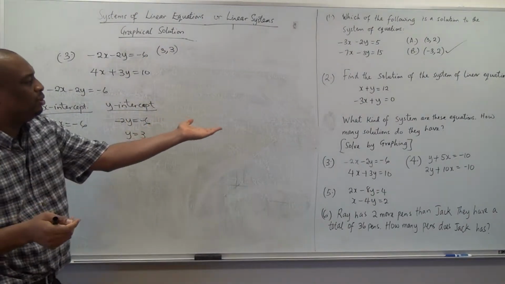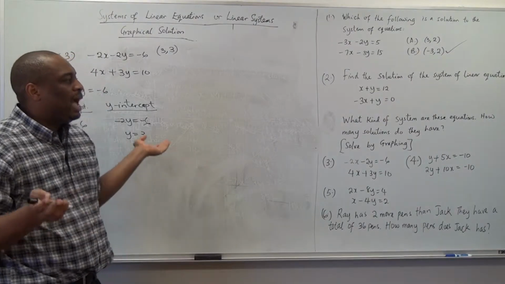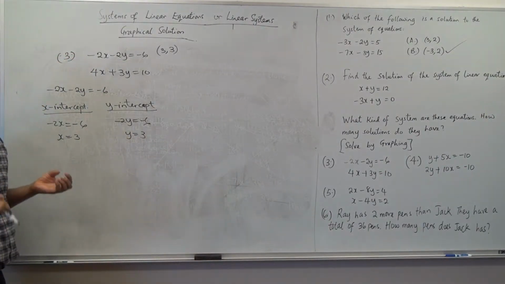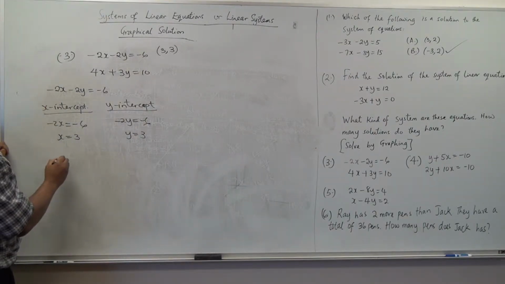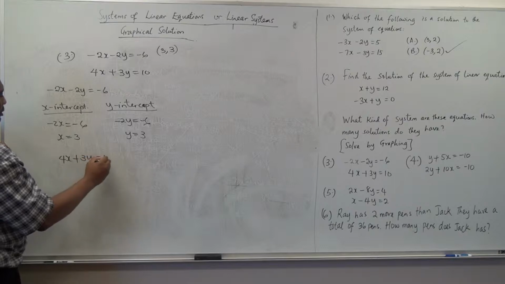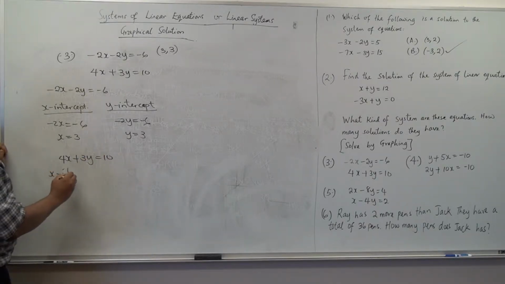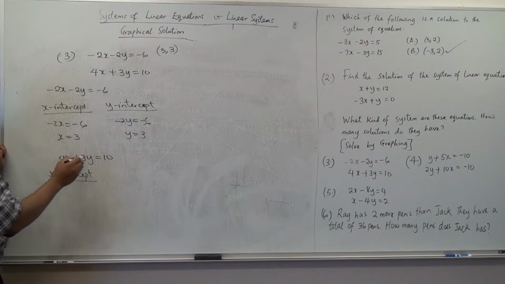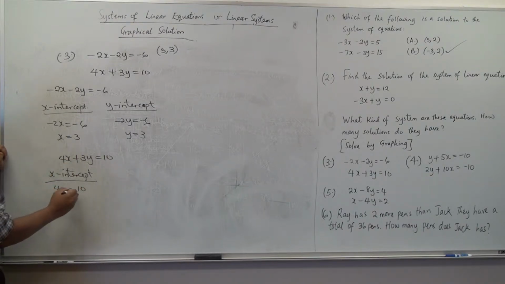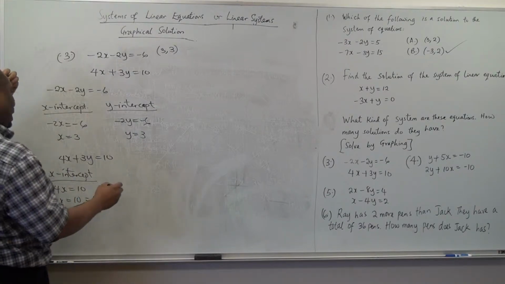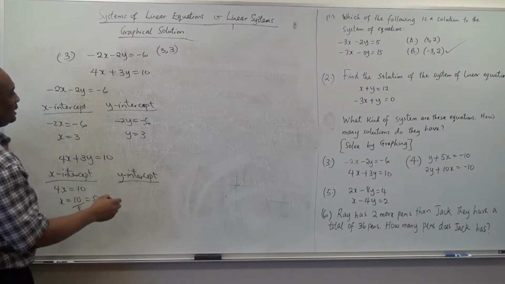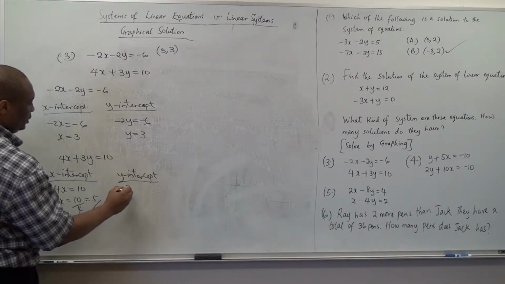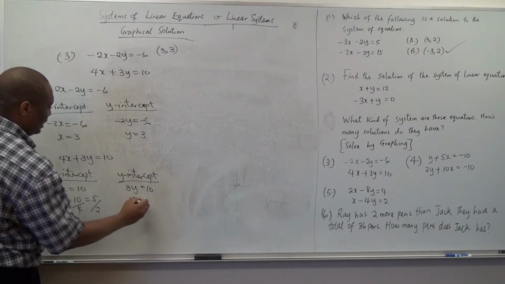Here they just asked what kind of system these equations are and how many solutions they have. They did not tell you to solve it. So let's go ahead and do the next one. 4x plus 3y equal to 10. X-intercept: we have that 4x is equal to 10. X will be 10 over 4, which is 5 over 2, 2.5. And then y-intercept, 3y will be equal to 10. Y will be 10 over 3.